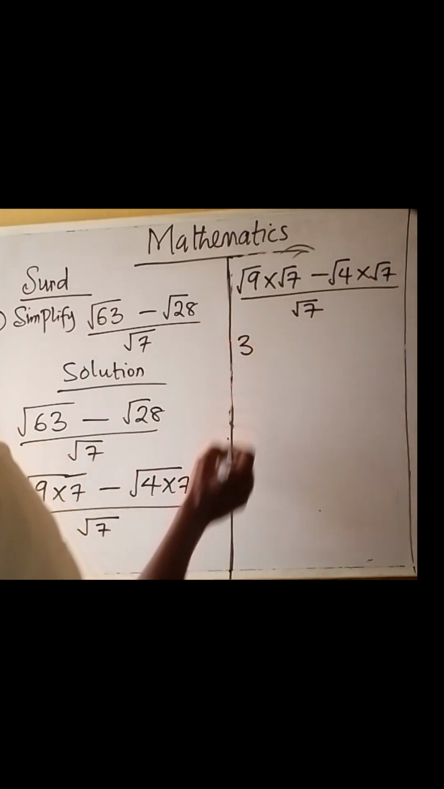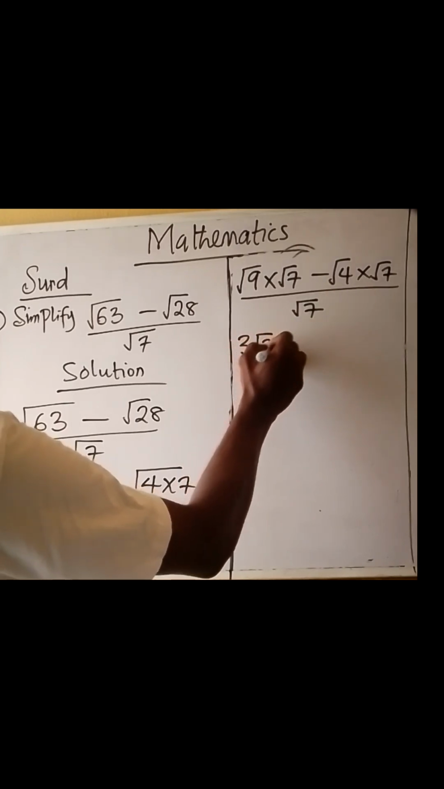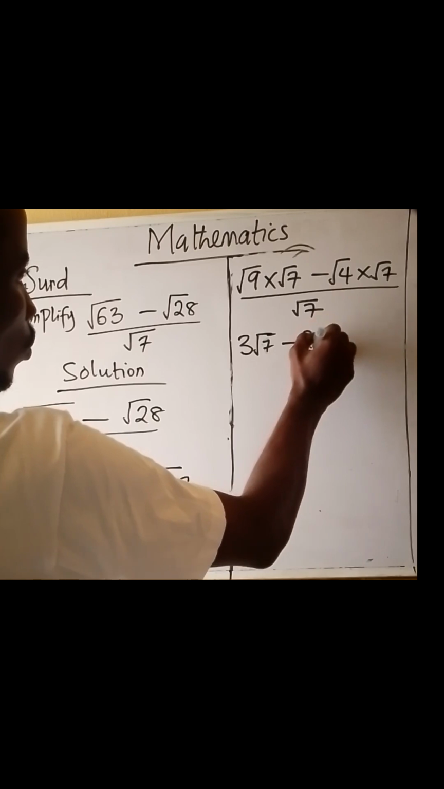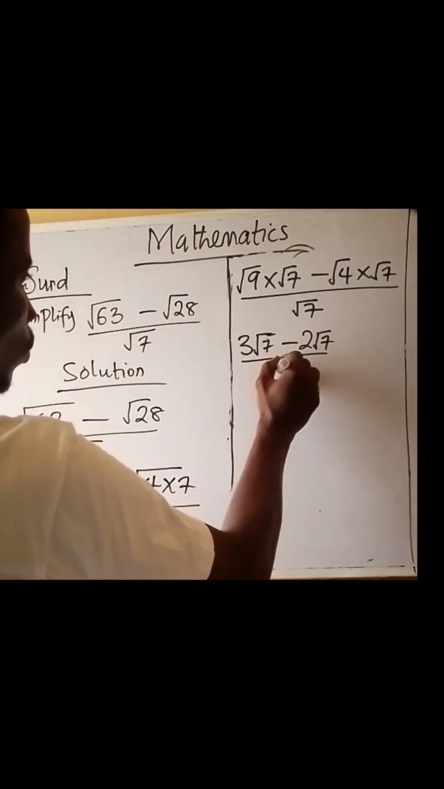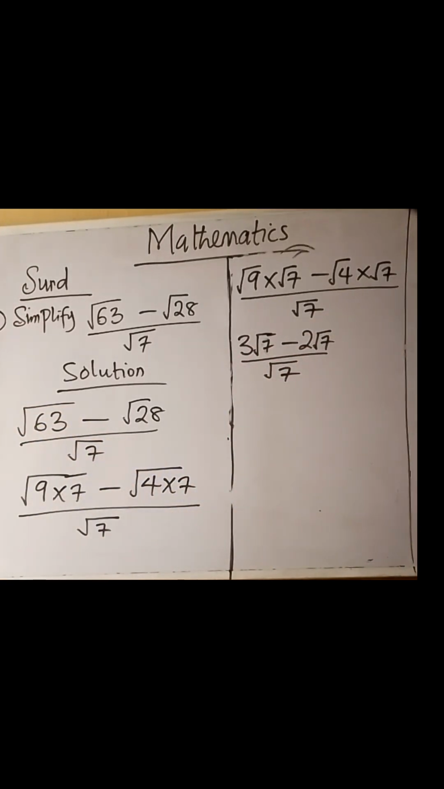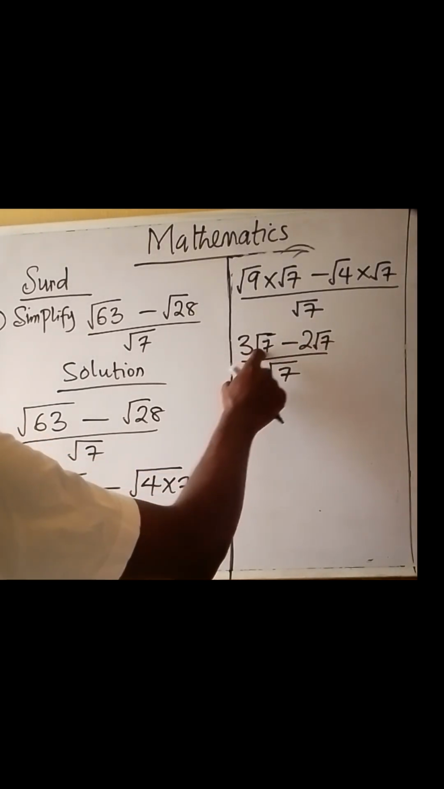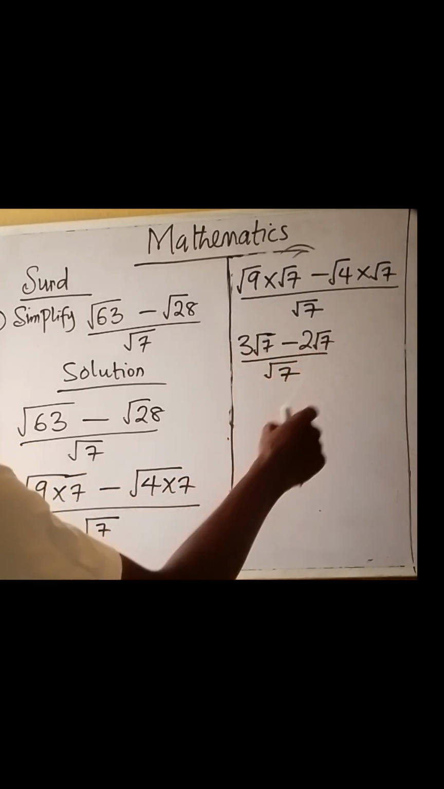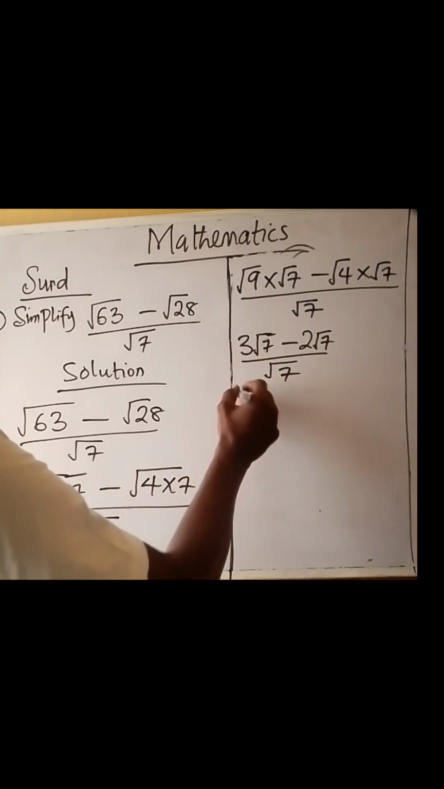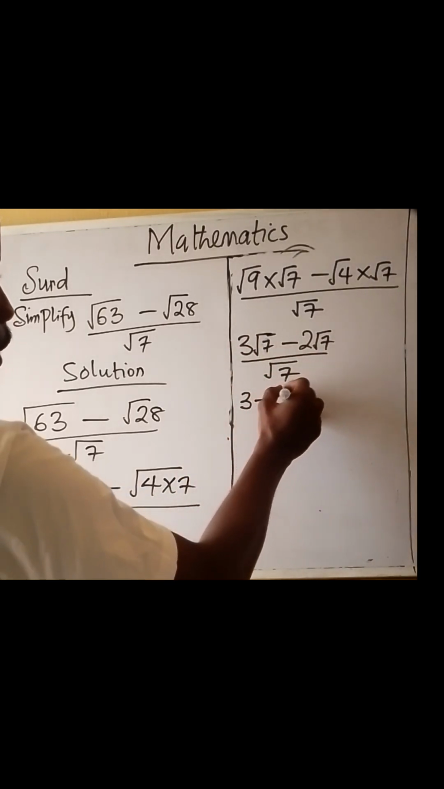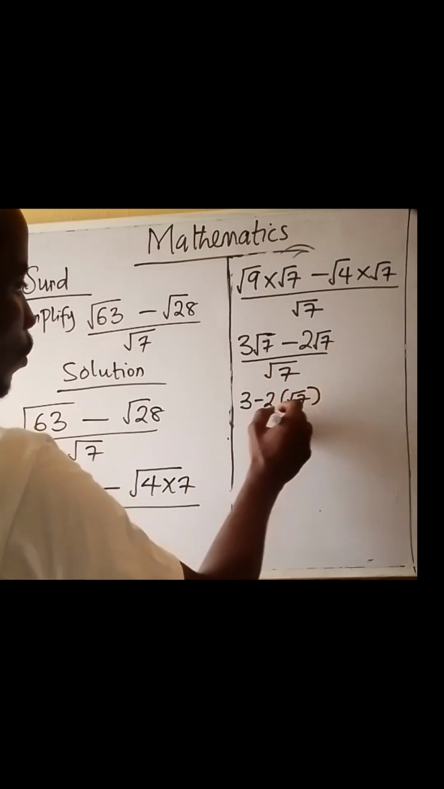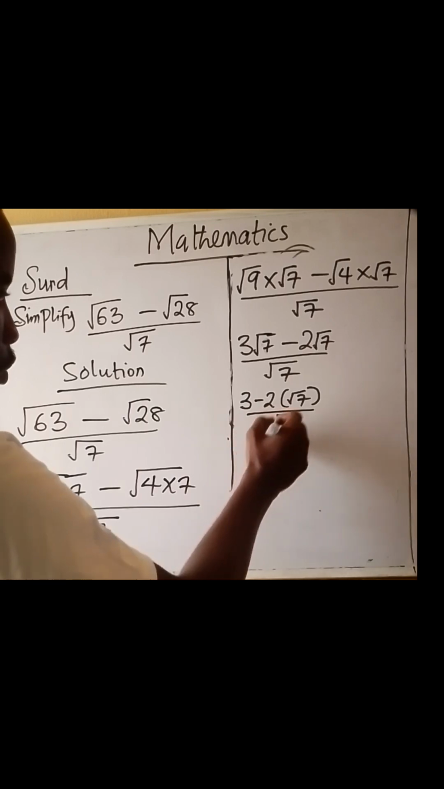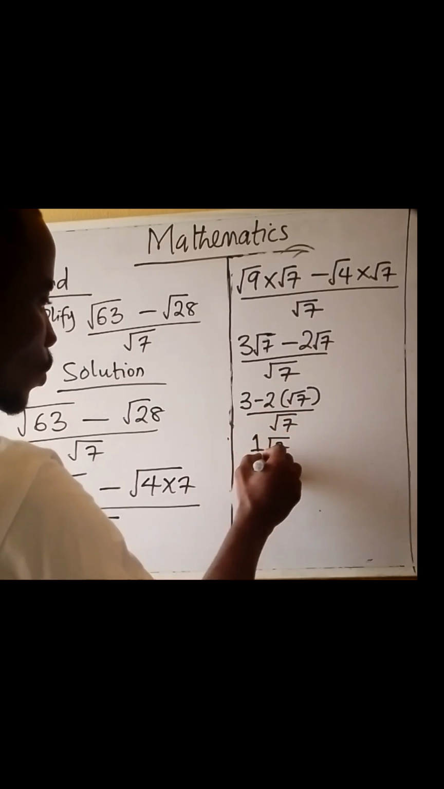Root 9, the square root of 9, is 3. Then just like saying 3 root 7 minus 2 root 7 over root 7. Now in surd, when the roots are the same, they can add or subtract. 3 root 7 and 2 root 7 are the same, so I can subtract them because their roots are the same. Just like saying 3 minus 2, and they both have root 7. Remember, this is still over root 7. 3 minus 2 is 1. So I'll have 1 root 7 over root 7.